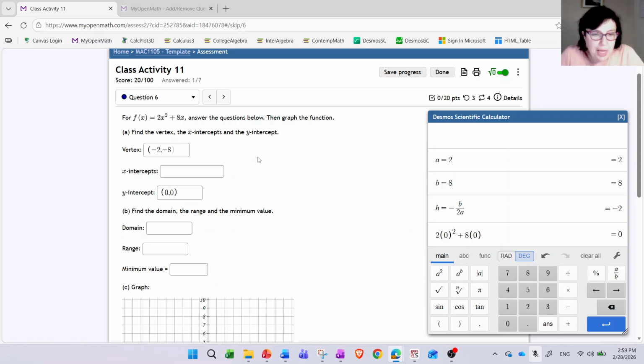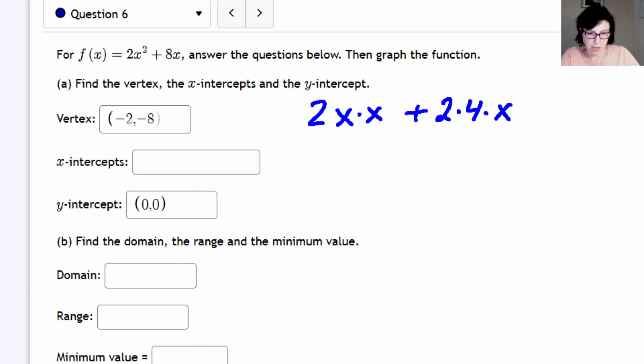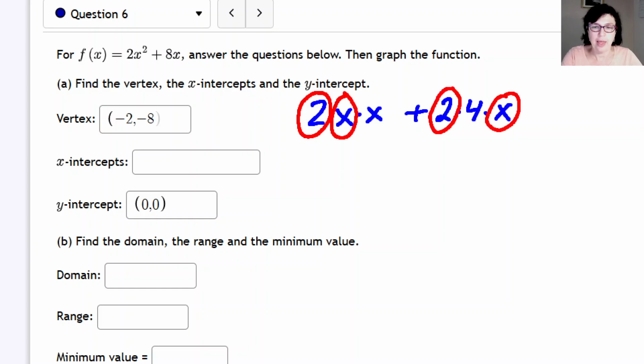To find the x-intercepts, that's more difficult because what you need to do is try to factor and then use the zero factor property. In this case, because the value of c, which is the number, right, it's missing, we can factor by just using GCF, greatest common factor. How do we do that? Okay, we've got 2x squared. Think of x squared as x times x, plus 8, which I'm going to write as 2 times 4 times x. What do they share? Well, we can see that they share a 2 and they share an x. And that's your GCF.